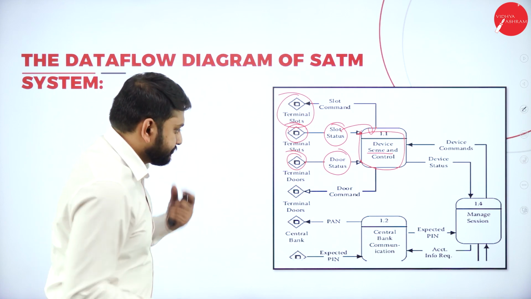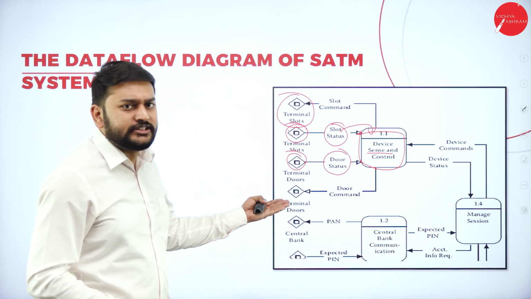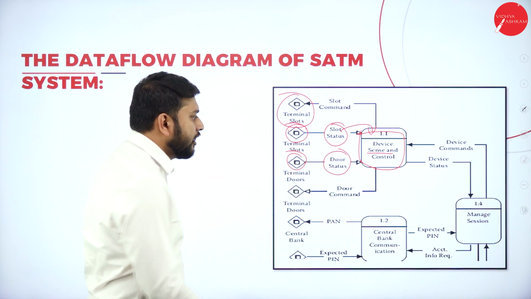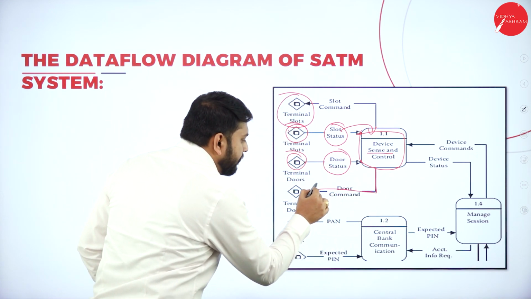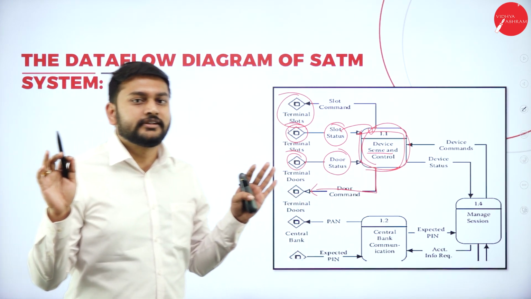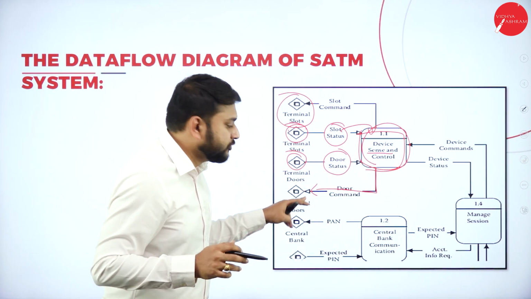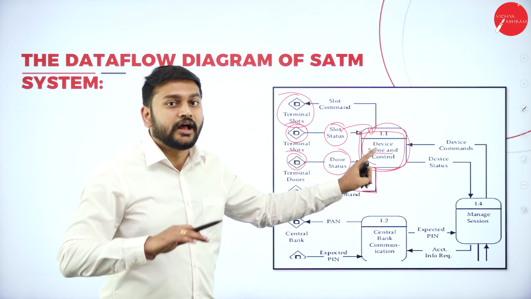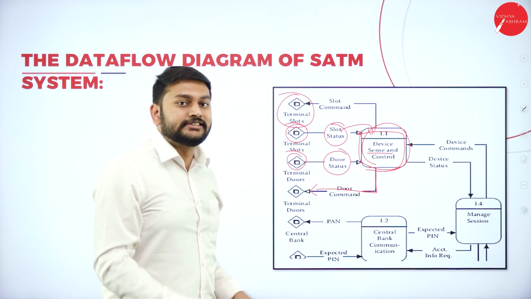All right, so I'm just giving the status of the door, whether it is open or closed. Then I will get the command from the system to the door: should I open it or close it? So the data is coming from here to here, but here, data is going from here to here. You need to observe how exactly data is getting transmitted.